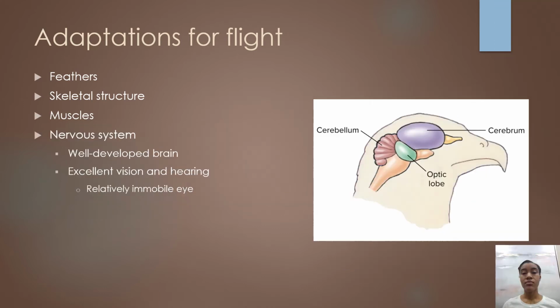Birds have well-developed brains and sensory organs. This is important for flight because it allows a bird to sense what's going on in their environment, to process that sensory information, and to respond appropriately.